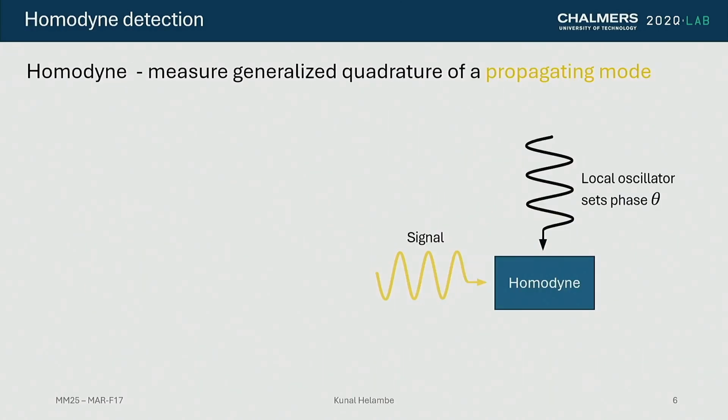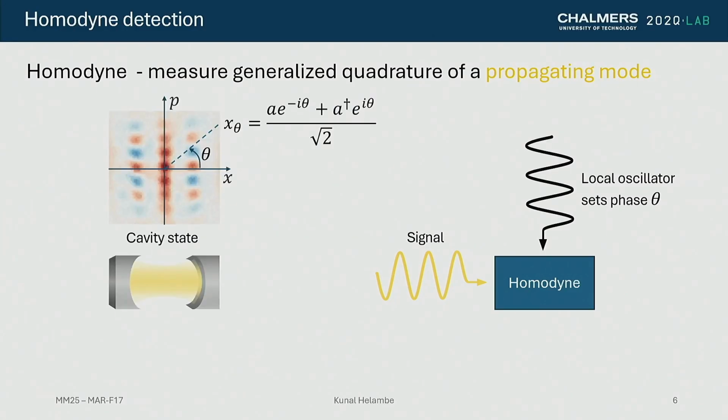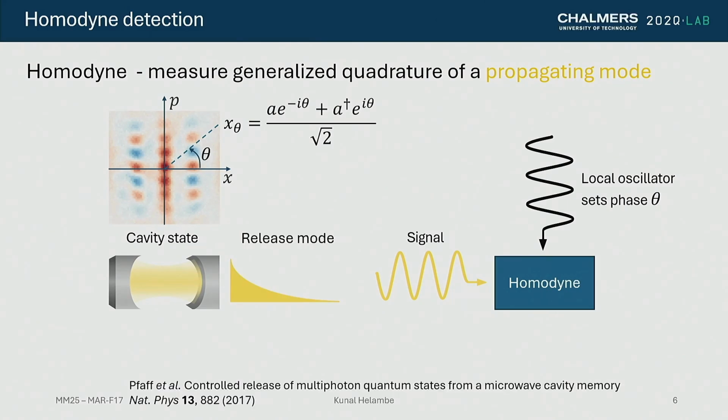This is not the first time someone is trying to do homodyne detection with superconducting circuits. It has been done on a propagating mode by measuring a generalized quadrature. But it was done by releasing the mode out of the cavity and then detecting it with a parametric amplifier. It reported an efficiency of 43%.